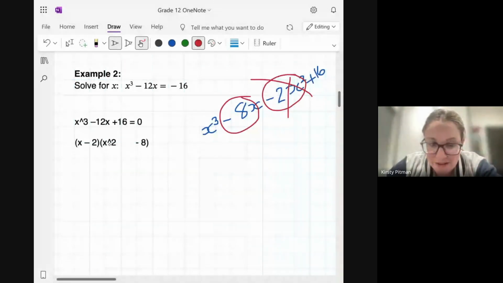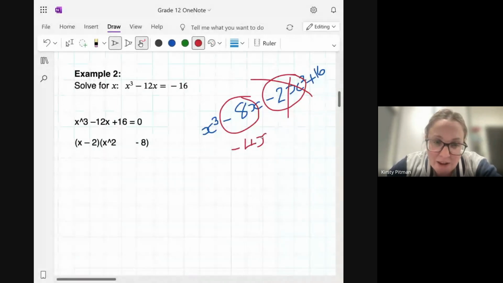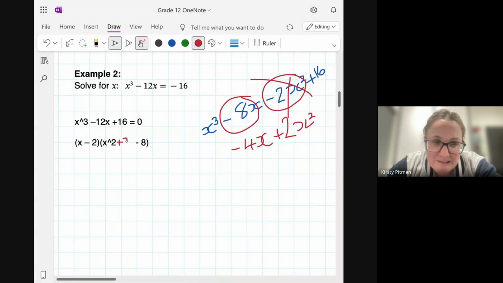Okay, so if I want to do that, is it fair to say that x squared times x squared will give me x to the 3? X times by what will give me another negative 4x that I need? And x times by what will give me the other positive 2x squared? X times by 2x. Let's check if it works the other way. X times by 2x gives me 2x squared.